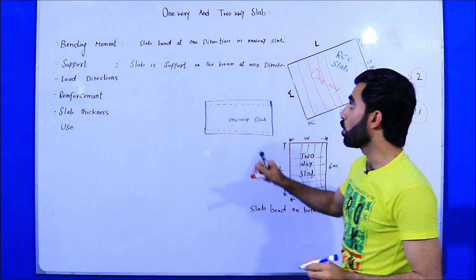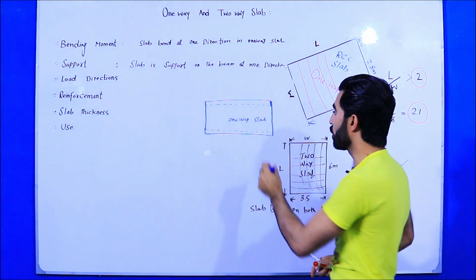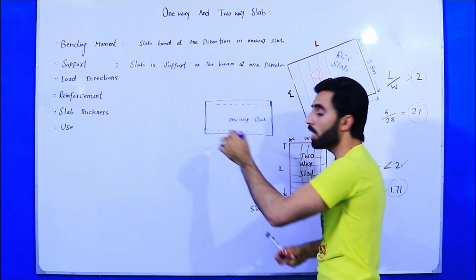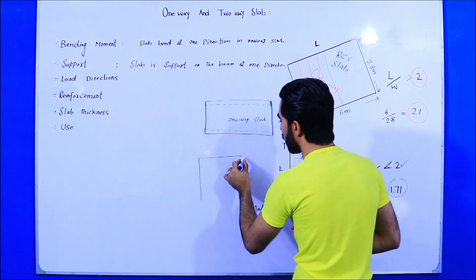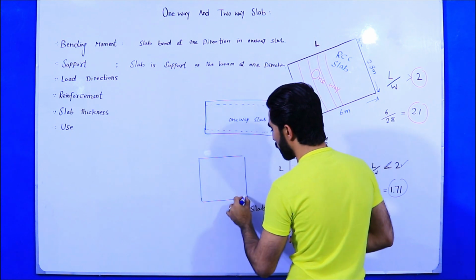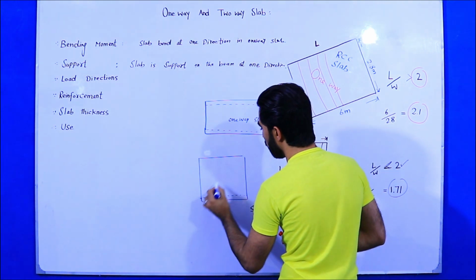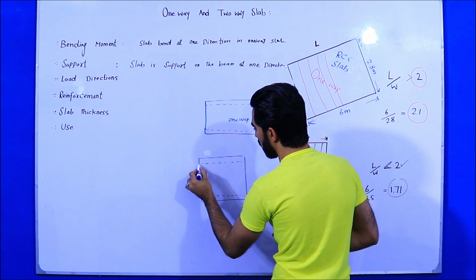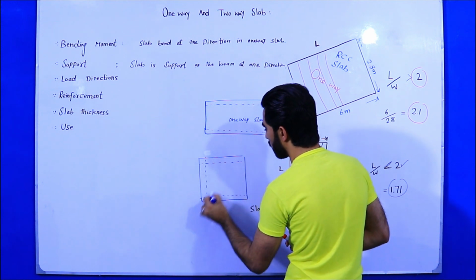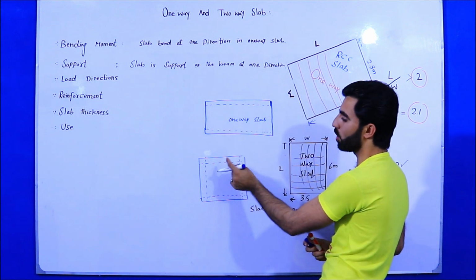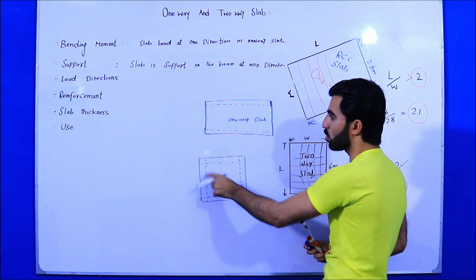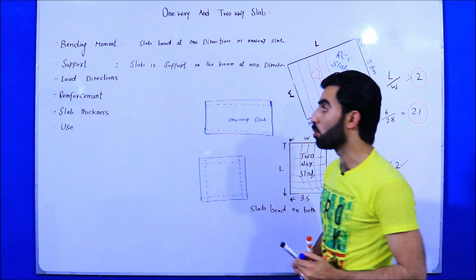So the slab is supported on the beam in one direction. As you can see, this is one direction. But especially in two-way slab, the slab is supported on beams in two directions, also with this direction, right? So this is two directions, also this direction and also the other direction. This is the support issue.